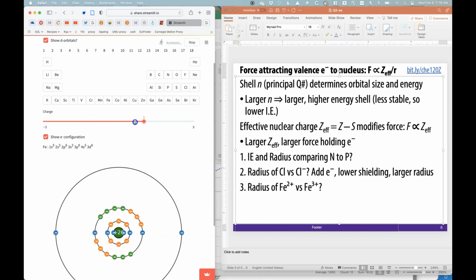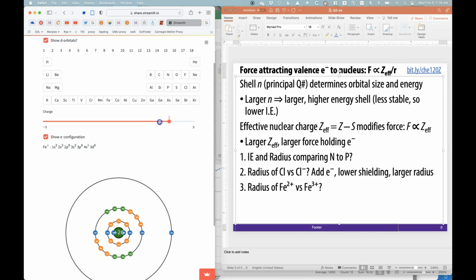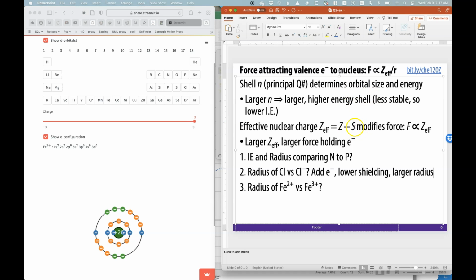Similarly, I can go to iron. Iron +1, +2. Going from iron to iron +2, I've removed that 4s shell, and so my size actually has decreased a lot. But now if I remove another electron, anytime I remove an electron, this shell gets a little bit smaller. If I remove an electron, the ion gets a bit smaller, because again, if I remove an electron, now I have less shielding, higher effective nuclear charge. That's going to bring those atoms in a little bit closer.